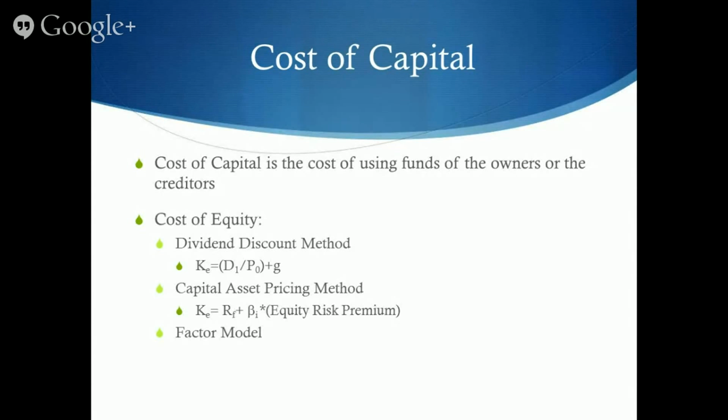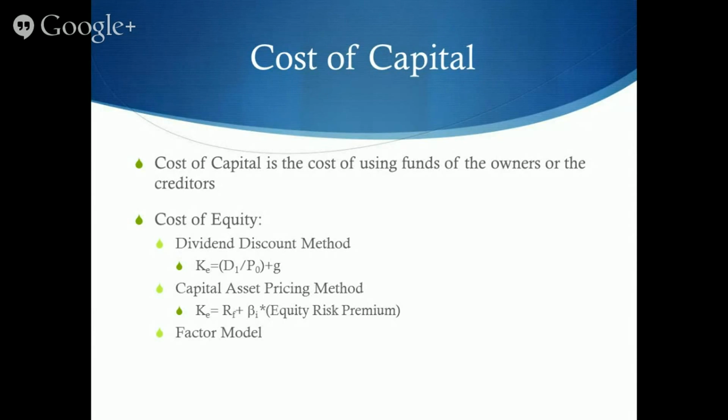And what is the capital asset pricing model? You take the risk-free rate plus beta, which is a sensitivity index of the sensitivity of the stock to the market.